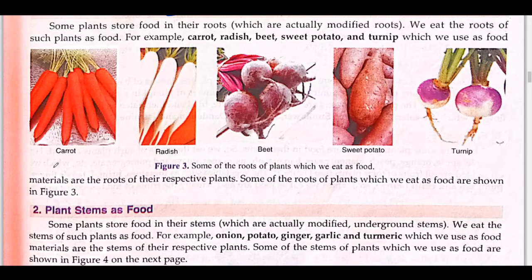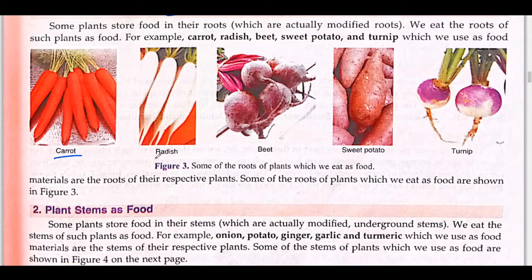So first is carrot, right? So this carrot is basically a root, right? But we are eating it as a food. So this carrot plays a role of food. Okay, so here are the different examples you can see in this picture.